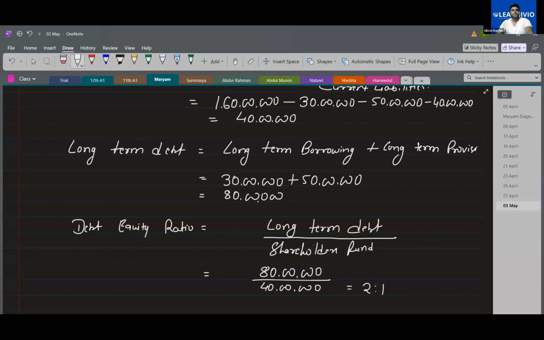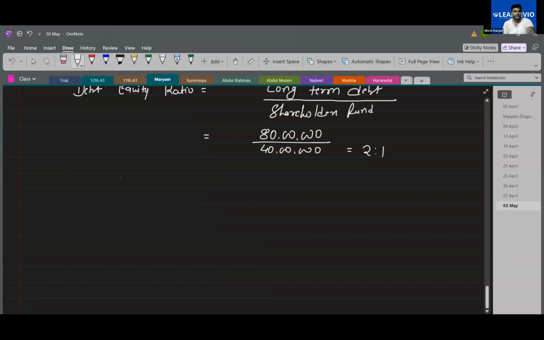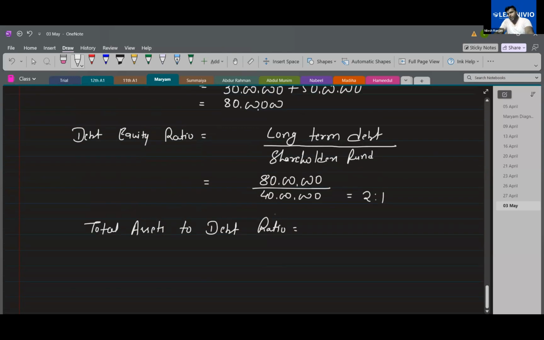Now after this, there is one more, total asset to debt ratio. Actually, in every formula, you have to write the formula first, then the amount. Sometimes we write debt equity ratio equals 80 lakh divided by 40 lakh, it will be 2 to 1. But they will deduct your marks for this.